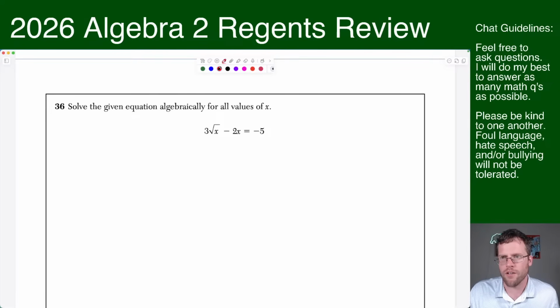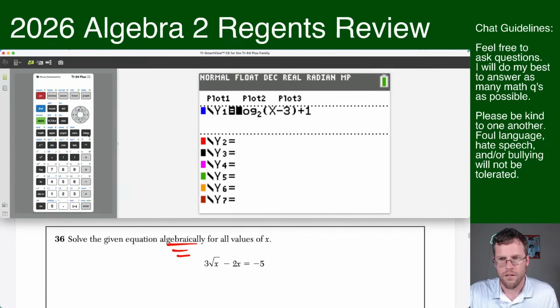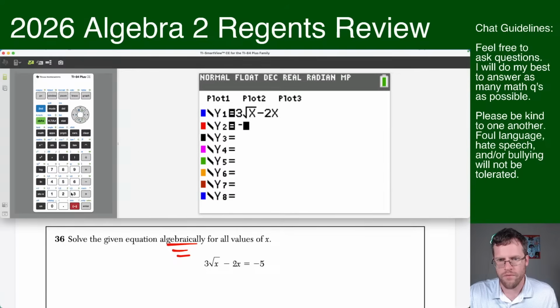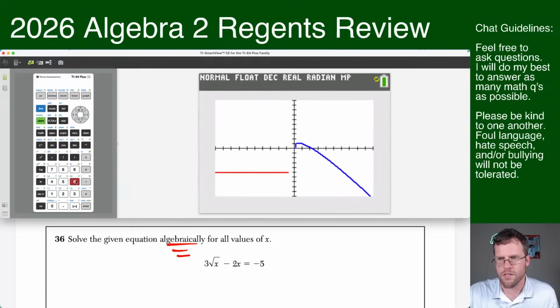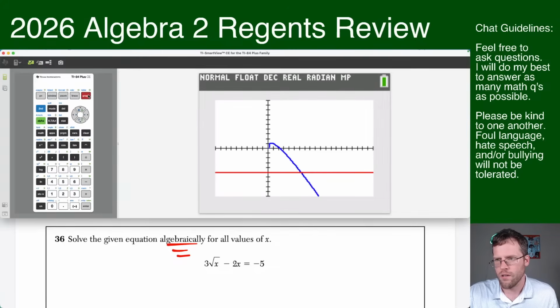All right. So this, solve algebraically. Now look, let's say you're like, oh no, I don't know algebra. You could, for half credit, go 3 square root x minus 2x equals -5. Okay, I'm going to press zoom 6. And it looks like we have one solution. Let me go out to like x is 20. Yeah, it looks like we have one solution. Second trace 5, because this looks like it's just going to decrease.